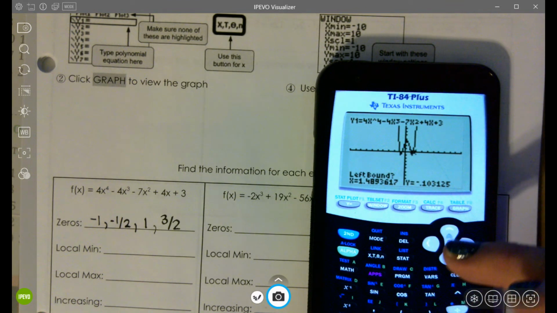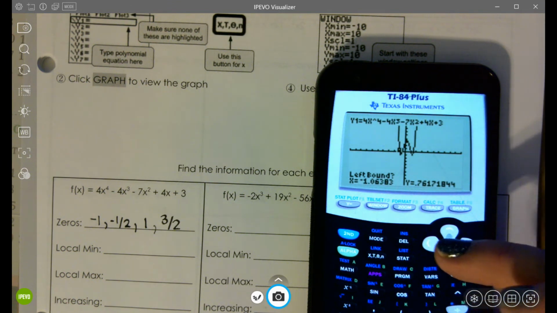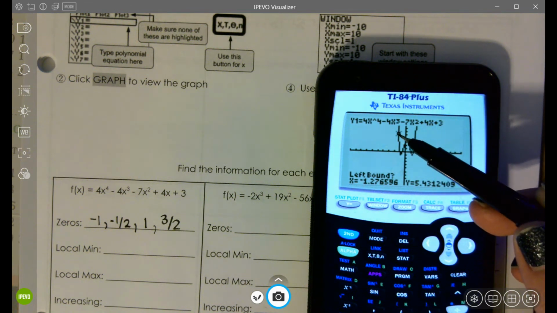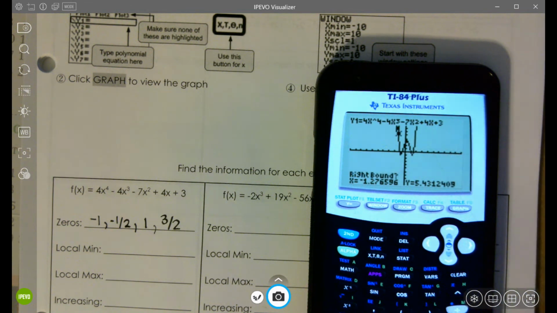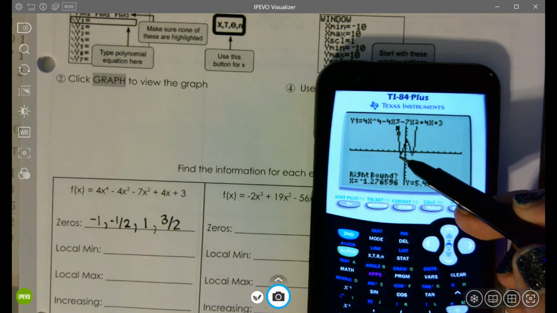And I'm going to scroll to the left because it's going to do the same thing it did for the zeros. It's going to say left bound. So I want this one right here, which means that I want to be to the left of it. I'm going to hit enter, and then it's going to say right bound. Here it is right here.